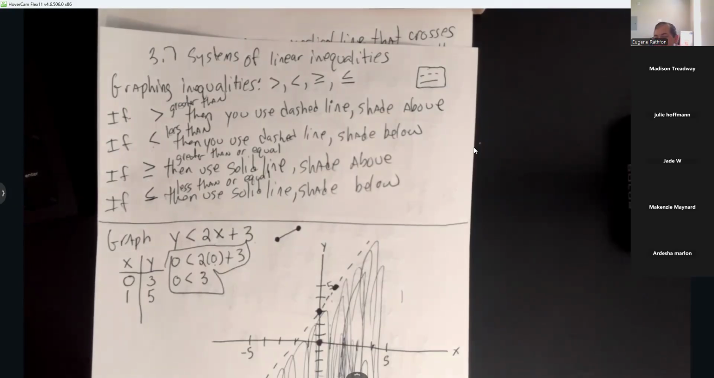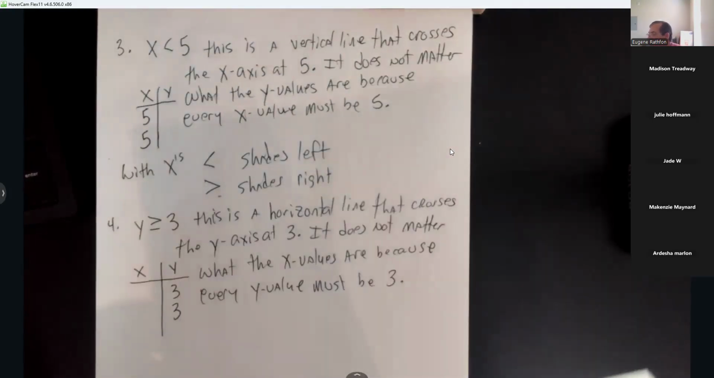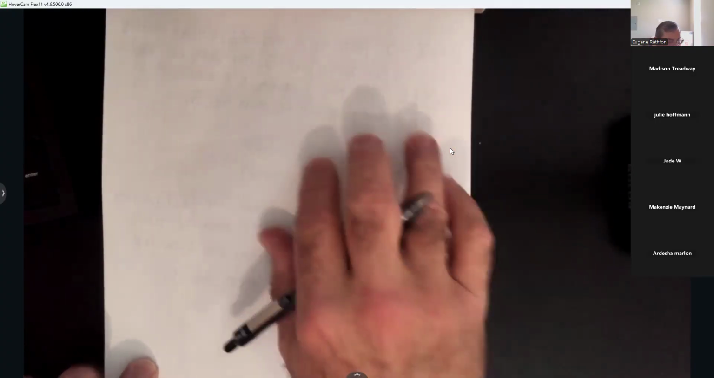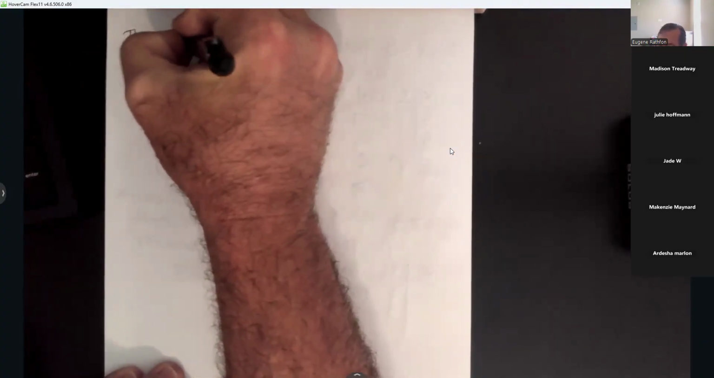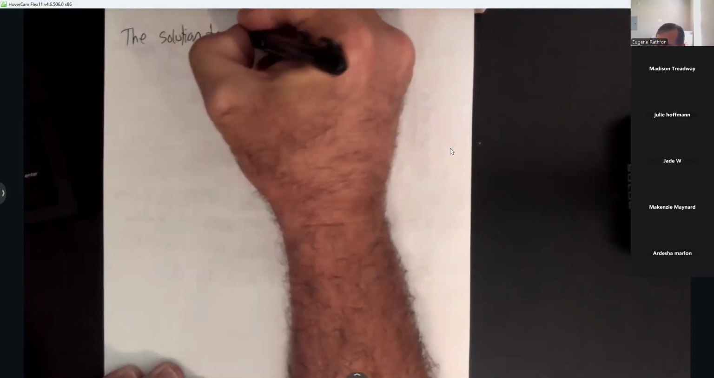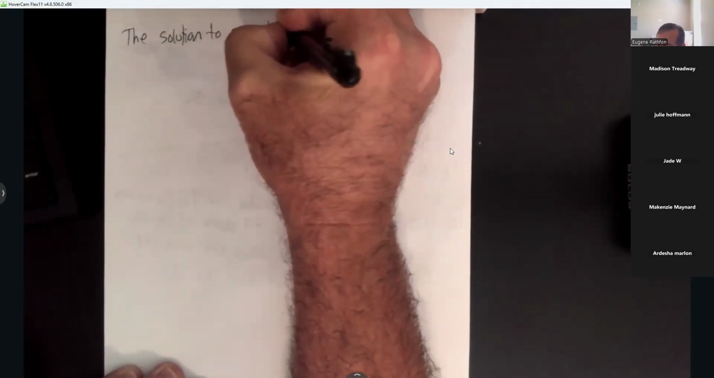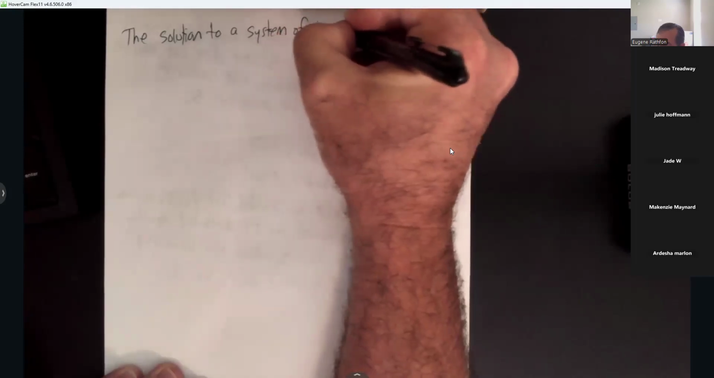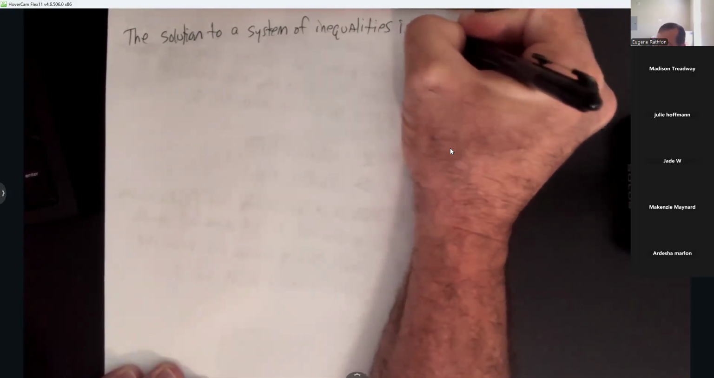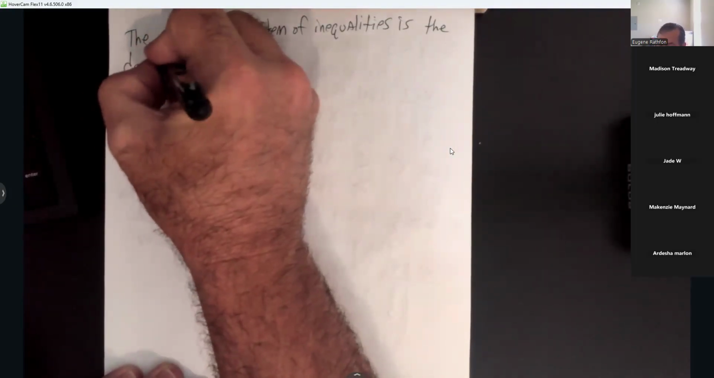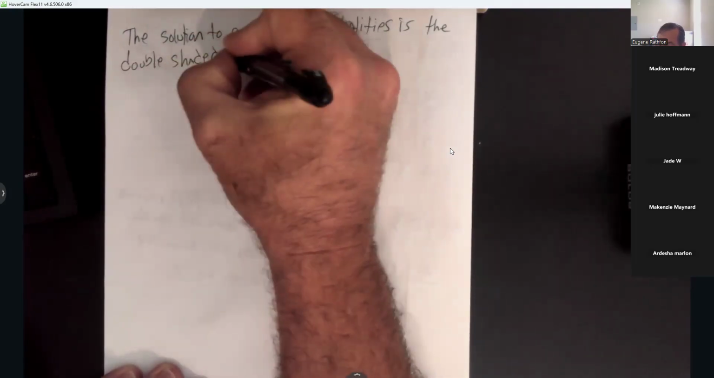All right, y'all. So like I said, we was learning all of this stuff right here so that we could do one problem dealing with a system of inequalities. So here's the thing about a system of inequalities. The solution to a system of inequalities is the double shaded region.